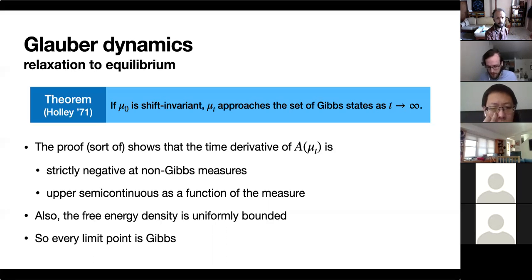So a more accurate version of what it actually says is that if you have a non-Gibbs measure mu, there's some neighborhood of that measure mu. So every time the dynamics enters that neighborhood, the free energy decreases by a fixed amount. Since free energy density, I keep saying free energy, I mean free energy density, sorry, is bounded above and below uniformly, you can't do this an infinite number of times, or else you go down to minus infinity. So that means that every limit point has to be a Gibbs measure.